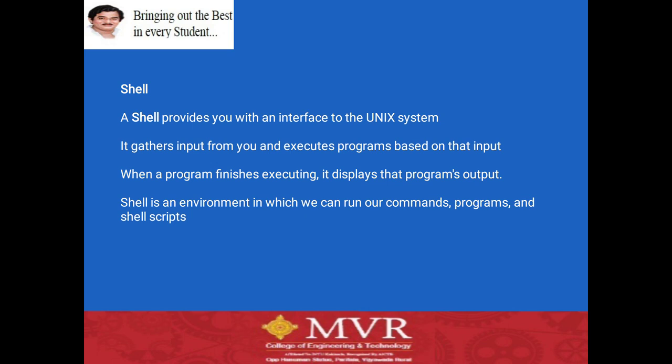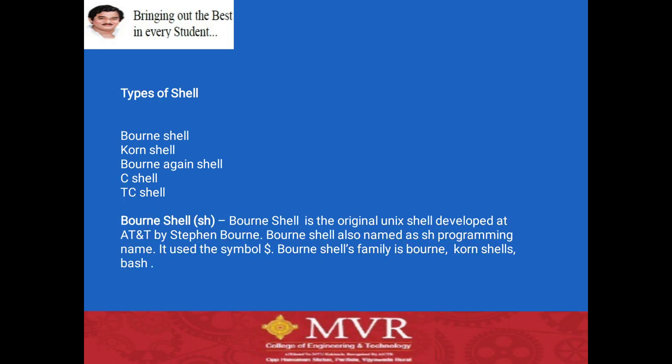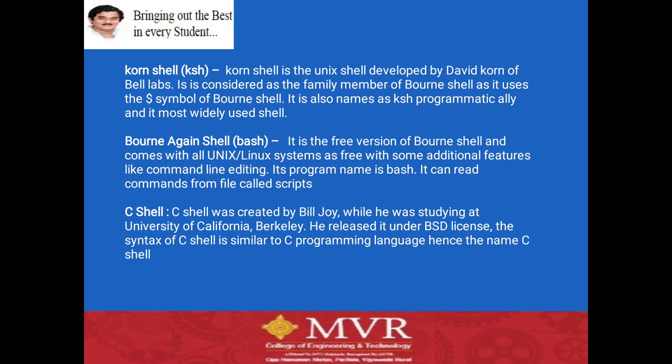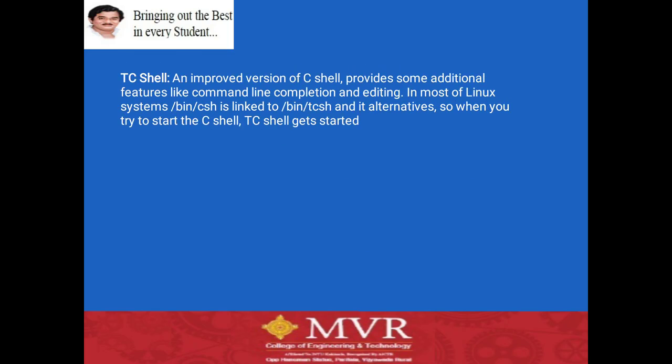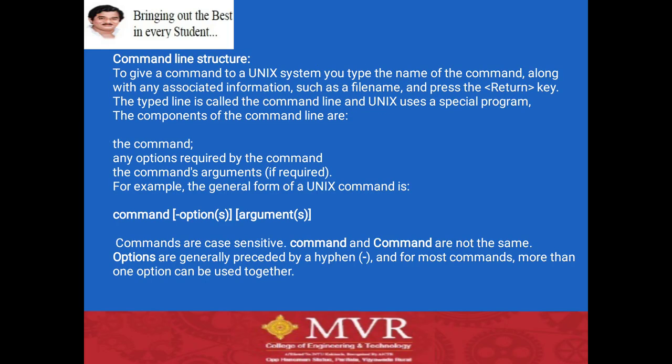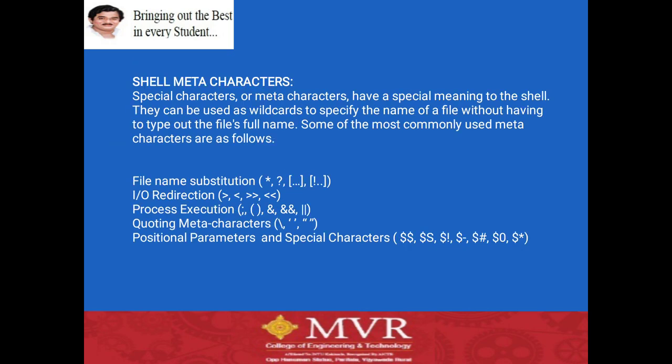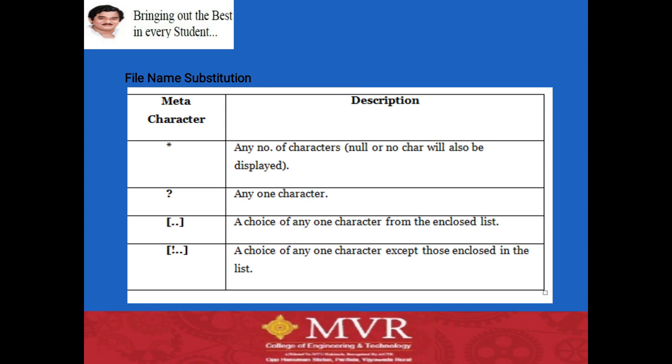So, in the last class, we have seen what is a shell and the types of shells which are available in Unix flavors like Korn, Bourne Again shell, C shell, TC shell, so like that. And also, we have seen what is the command line structure in Unix. And then we have seen some meta characters. There are several types of meta characters like file name substitution, IO redirection, process execution, quoting, similarly positional parameters, something like that.